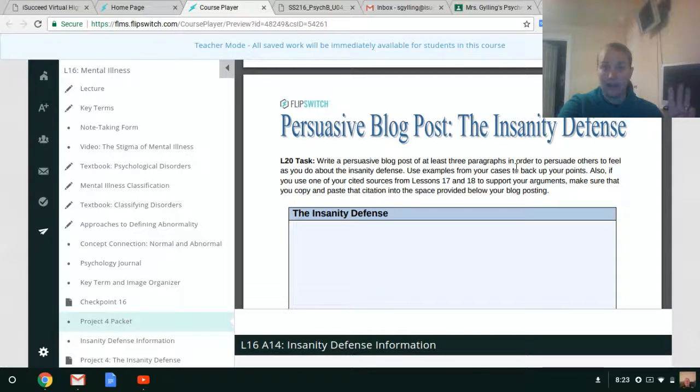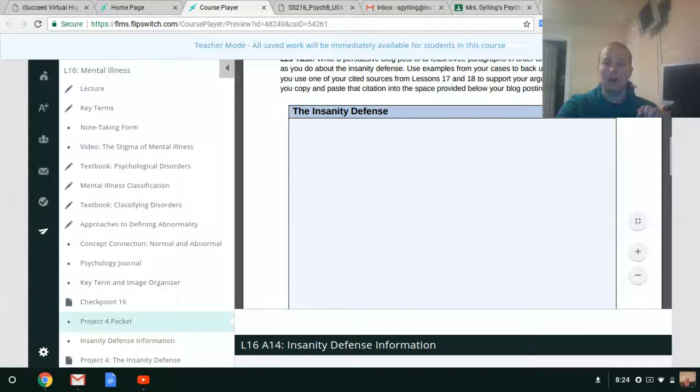3 paragraphs. A paragraph is at least 3 to 5 sentences in order to persuade others to feel as you do about the insanity defense. Use examples from your cases to back up your points. Also, if you use one of your cited sources from lessons 17 and 18 to support your arguments, make sure that you copy and paste that citation into the space provided below your blog posting.